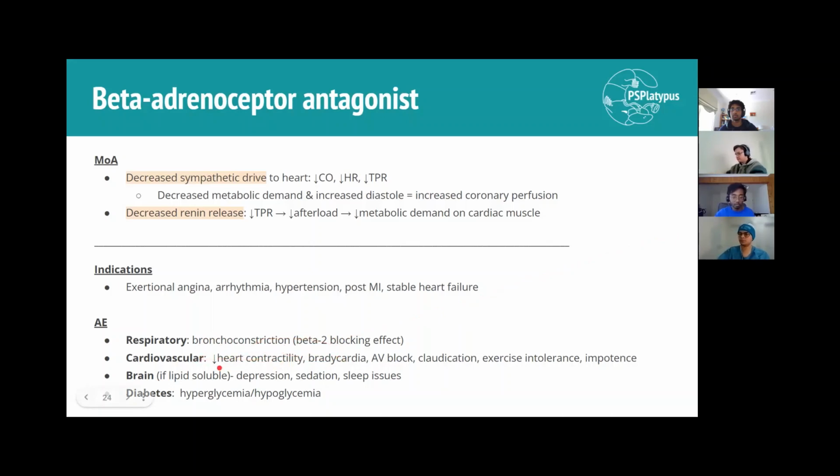And we can also end up with bradycardia if sympathetic drive is decreased too much, AV block leading to arrhythmias, claudication, exercise intolerance, impotence as well. If the drug is lipid soluble, leads to depression, sedation, sleep issues. And for diabetes, it is a concern for prolonging hyperglycemia or hypoglycemia.